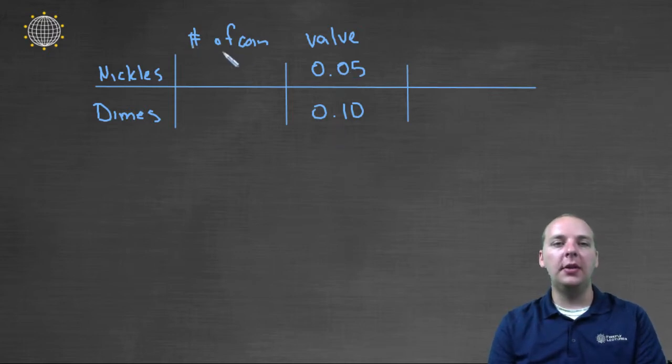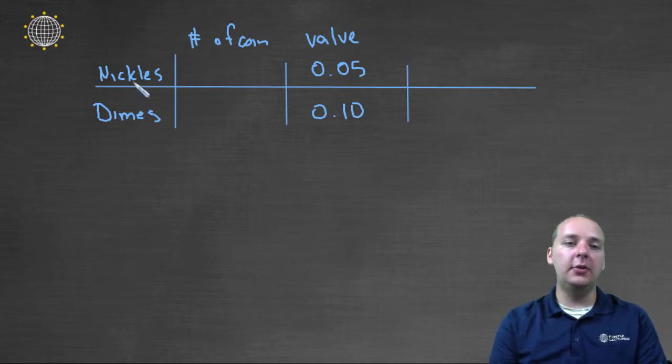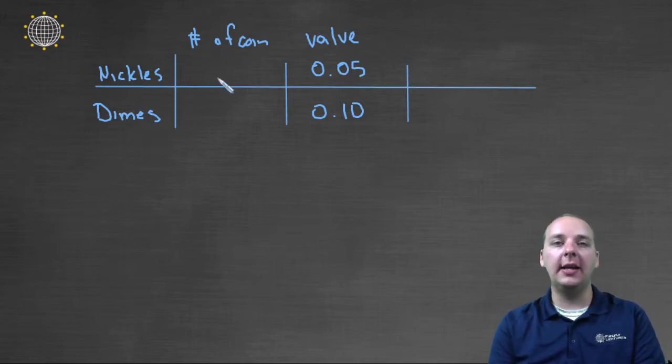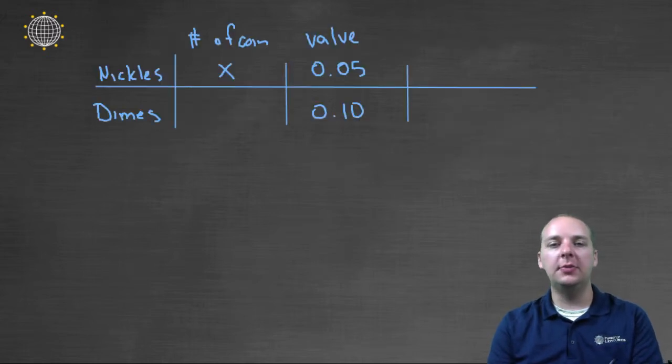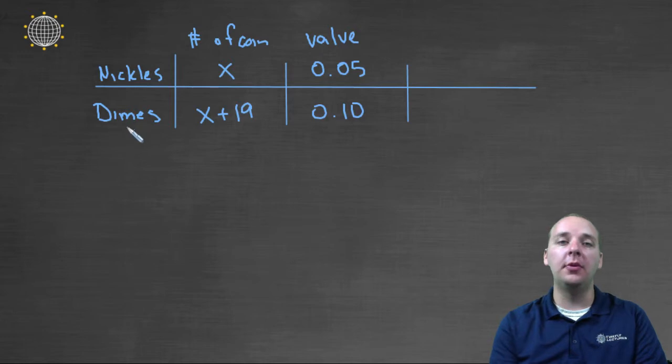All right, now how about the number of coins? I don't know how many nickels we have or how many dimes we have, but I can say this: the number of nickels, we can call that X. There's X number of nickels. Now what else do we know? We know that there are 19 more dimes than there are nickels. So whatever X is, there's 19 more dimes than X. In other words, the number of coins that are dimes would be X plus 19.